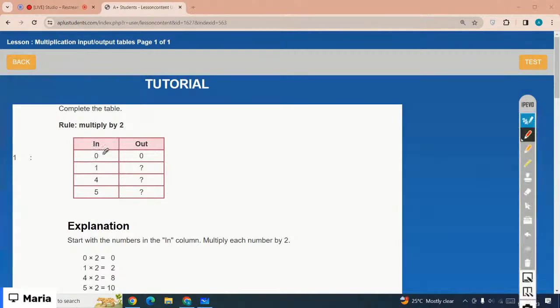0 times 2 is 0. 1 times 2 is 2, right? That's how you calculate the corresponding output value. You multiply the input value by 2. Here is the output value. Then 4 times 2, that is 8. Then 5 times 2, that is 10. So the output values are 0, 2, 8 and 10. Got it?